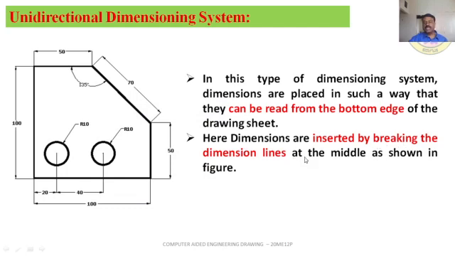dimensions are inserted by breaking the dimension lines at the middle as shown in the figure. So this is the dimension line, break at the middle and insert the dimension value or figure in this. So these dimensions can be read from the bottom, even vertical also. Remember, break the dimension line at the middle and insert the text. All orientations of these texts are towards the bottom only.